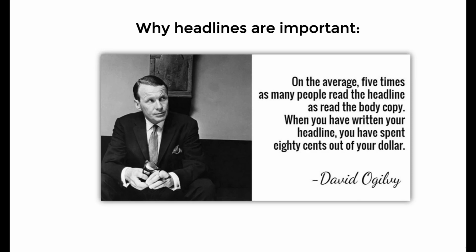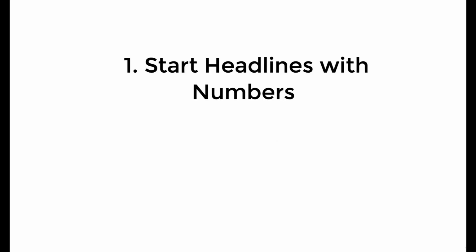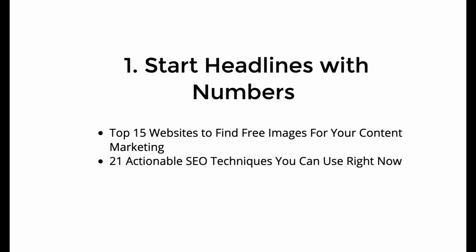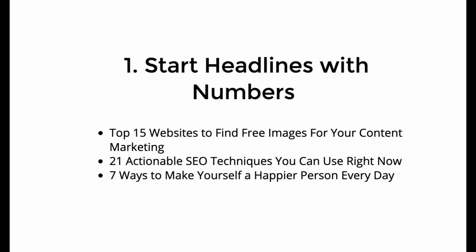All right, so write your headline versus the content, because that's what most people are going to read. So now you should understand the importance of the headline. I hope you got that, guys. So headlines with numbers, such as top 15 websites, use the numbers, because these are SEO techniques you can use right now. So there are 7 ways to be a happy person, for example. So 7 secrets, 7 proven, 7 reasons, 7 tips, etc. Now you're getting something, and you're starting your headline with a very good practice.